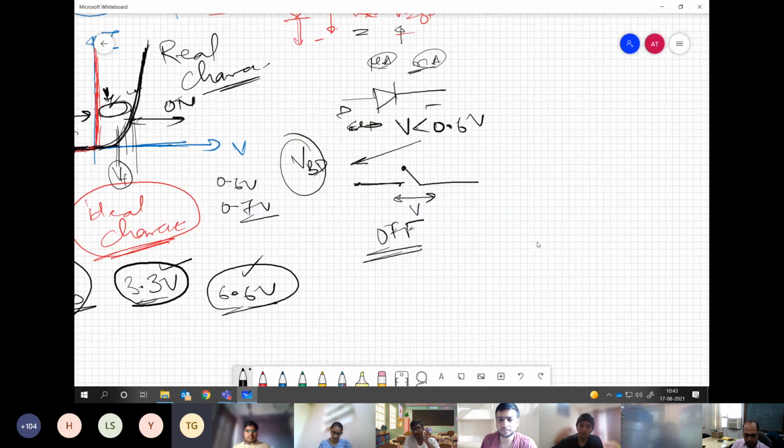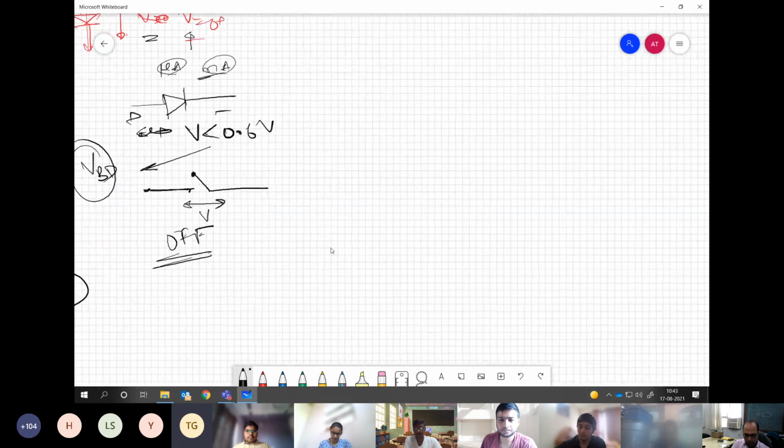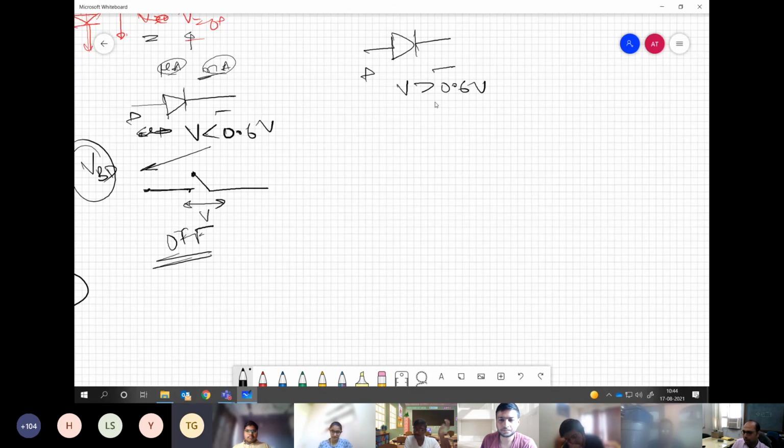Now, what happens when it is conducting? Which means when this voltage V is greater than 0.6. I'm not saying equal to, because at equal to there could be some ambiguity whether it will conduct or may not conduct. So we strictly go for greater than 0.6 or 0.7, whatever the threshold voltage is.